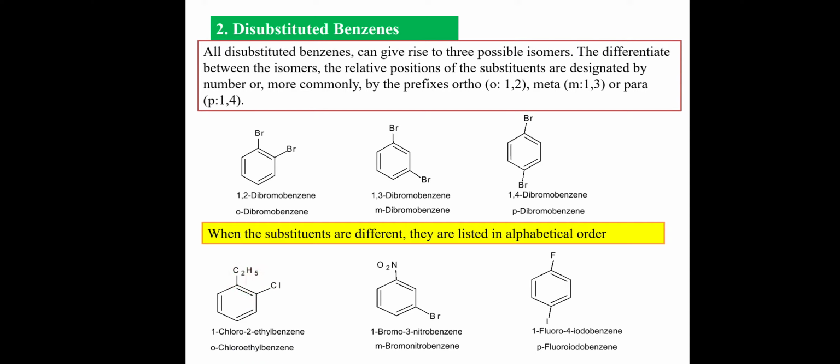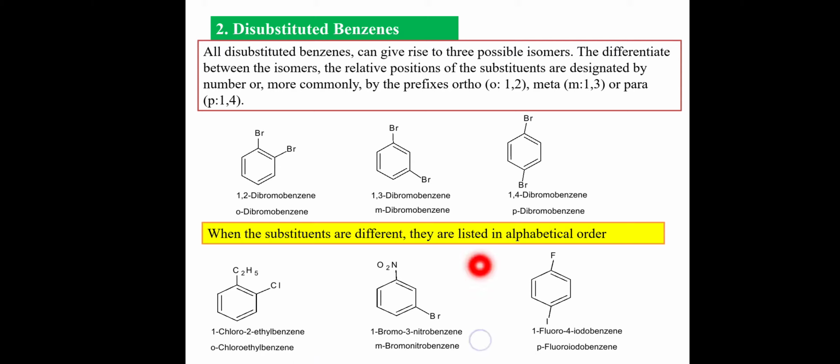Hence, the name of the compound is 1-chloro-2-ethylbenzene. This is ethyl. Therefore, 1-chloro-2-ethylbenzene. And these two substituents are ortho to each other. Hence, the name of the compound is ortho-chloroethylbenzene.